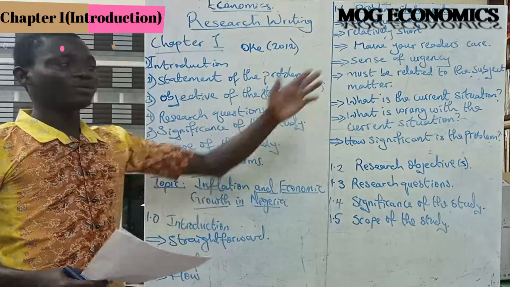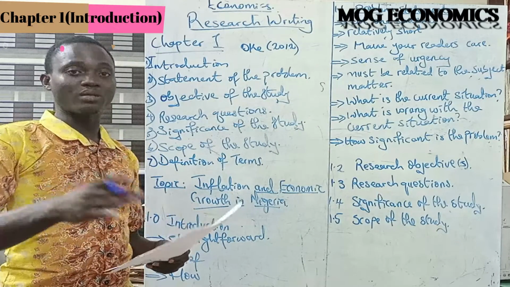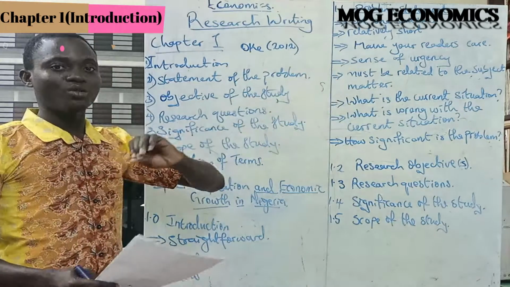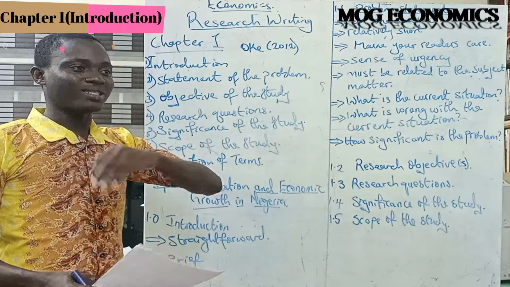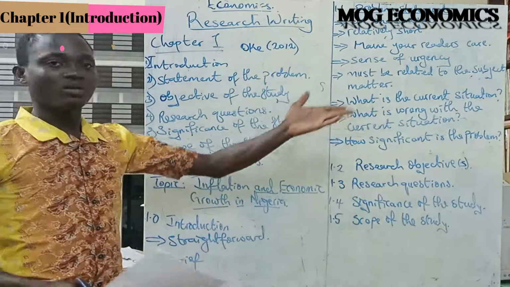Now, it must be related to the subject matter. So don't just talk. I have another example here that I'm going to read out and explain, for you to understand what I mean. It must be related to the subject matter. So don't just say the effect of this is this, the effect of this is this, and it doesn't have any relationship.